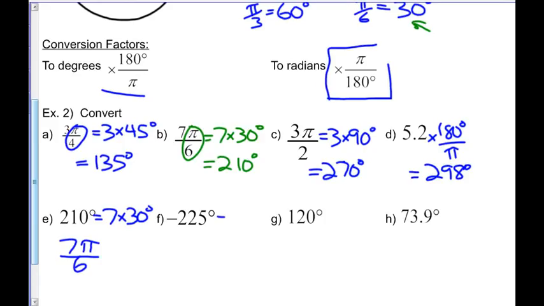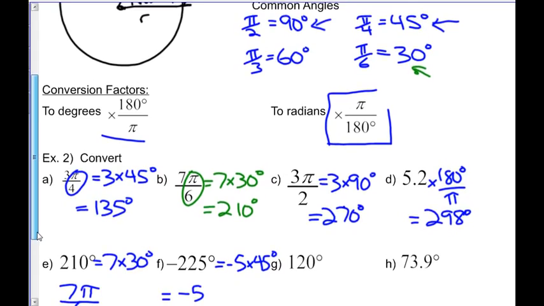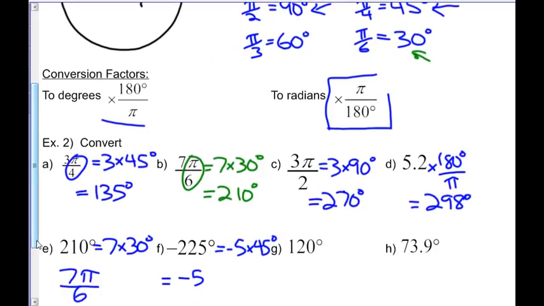Okay, 225, that's negative 5 45s. And a 45, if we check up here, is pi over 4. So we'd have negative 5 pi over 4. 120, you could think of it as 4 30s, but it's easiest as 2 60s. So that's 2 pi over 3.